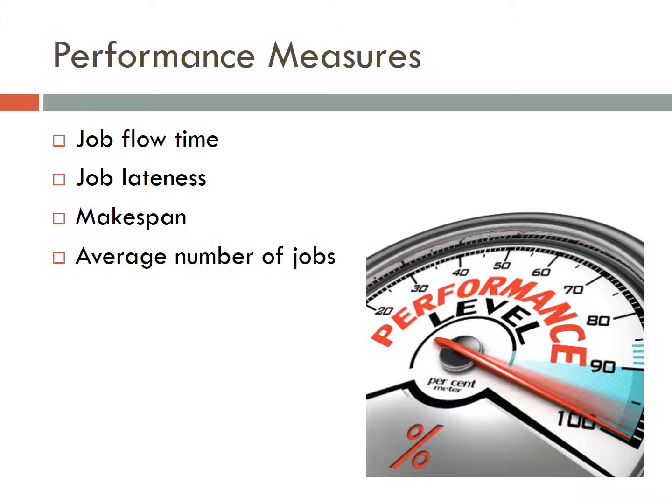And then average number of jobs is the jobs that are in a shop that are considered to be work in process inventory. And the average work in process for a group of jobs can be computed using a formula, which is average number of jobs equals total flow time divided by makespan.